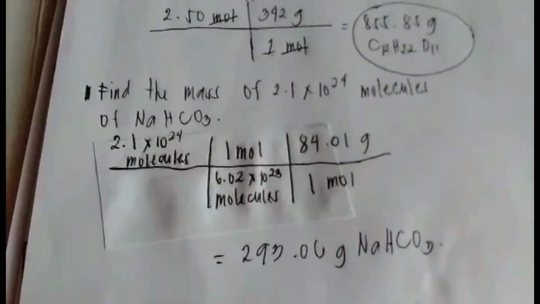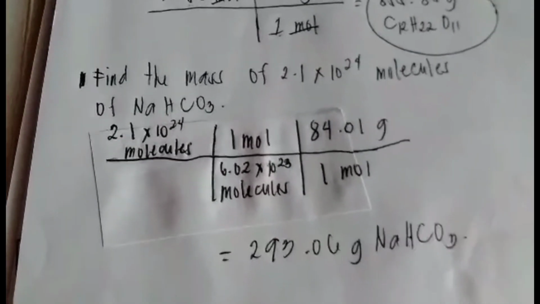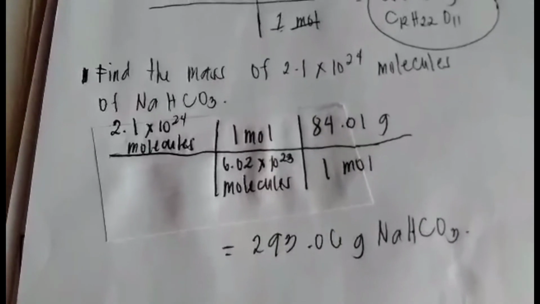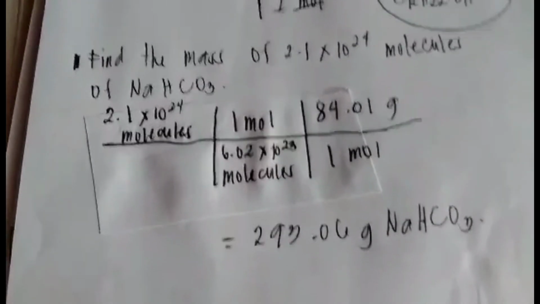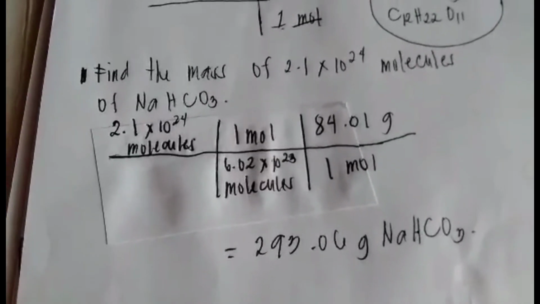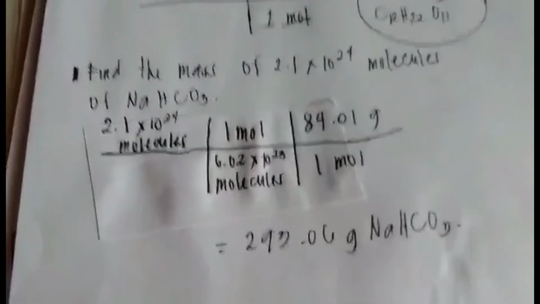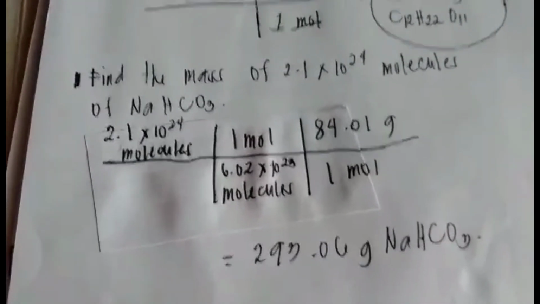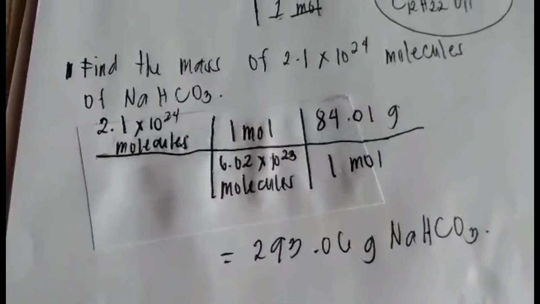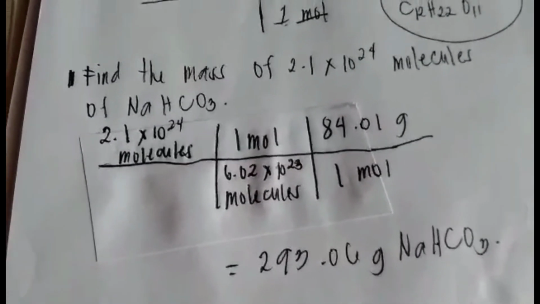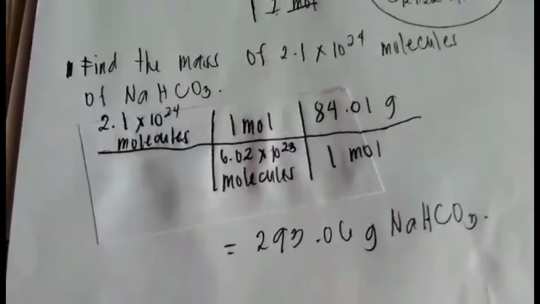The last example is: find the mass of 2.1 times 10 raised to 24 molecules of NaHCO3. So 2.1 times 10 raised to 24 molecules times 1 mole times 84.01 grams over 6.02 times 10 raised to 23 molecules times 1 mole.